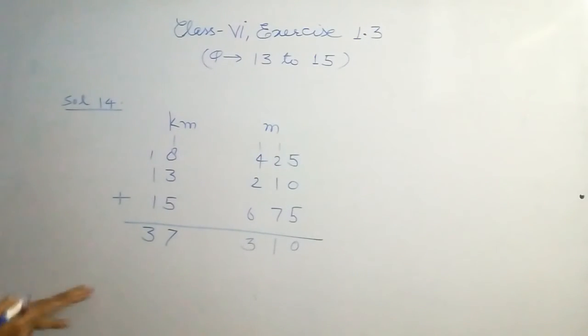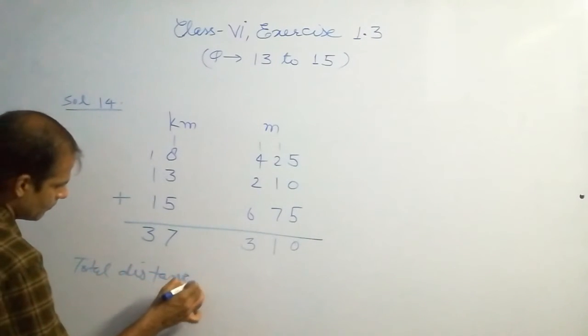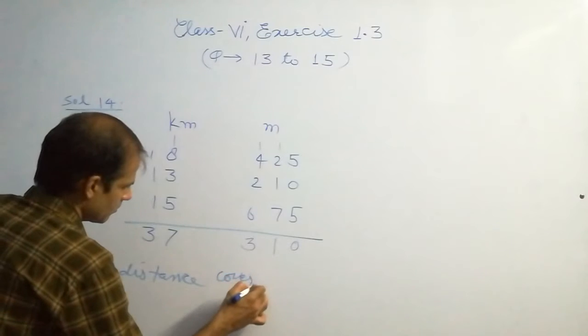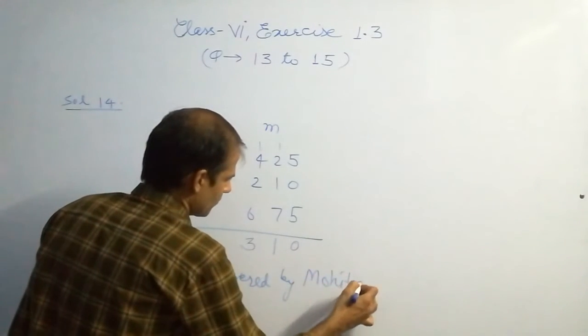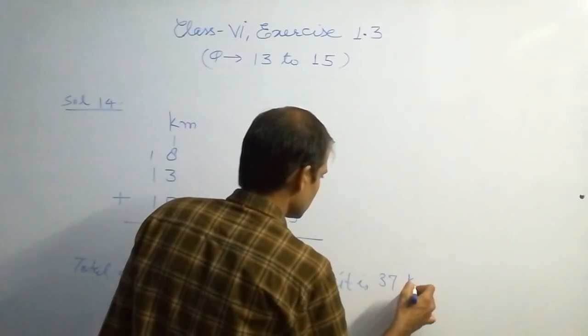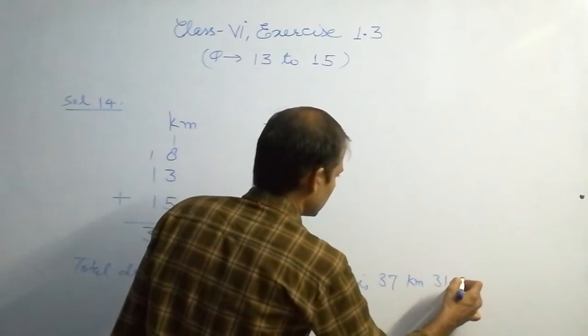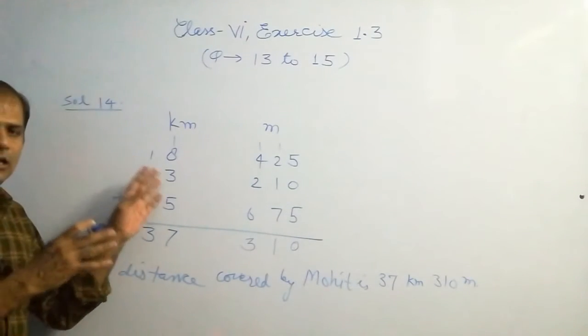Then we have to declare the result. So the total distance covered by Mohit is 37 kilometers and 310 meters. And I hope it is very easy.